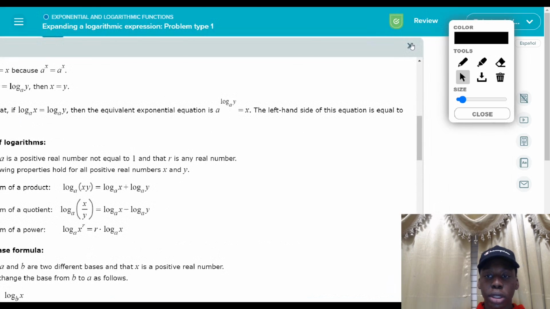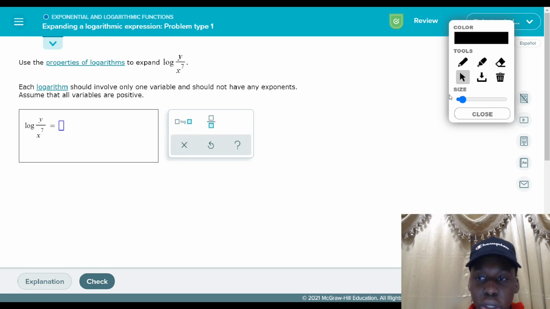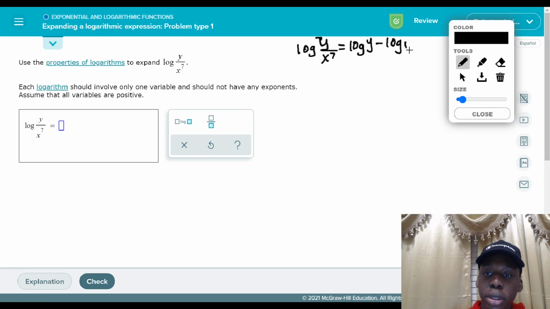multiply it by whatever logarithm we're working with. So based on that, we can start working on this. This is log of y over x to the power 7. Based on the properties that I just looked at, this is log y minus log x to the power 7.